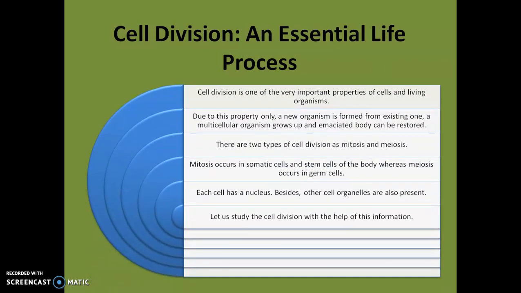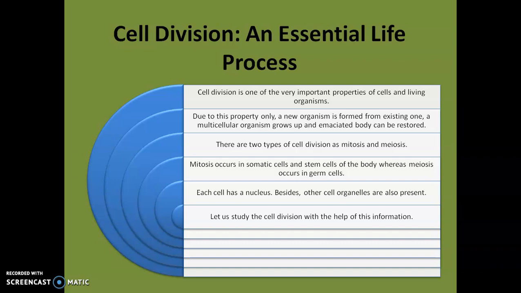Cell division is one of the very important properties of cells and living organisms. Due to this property only, a new organism is formed from the existing one. A multicellular organism grows up and an emaciated body can be restored. Emaciated body means very thin body. So to gain muscles or to put up weight, we need the process of cell division.